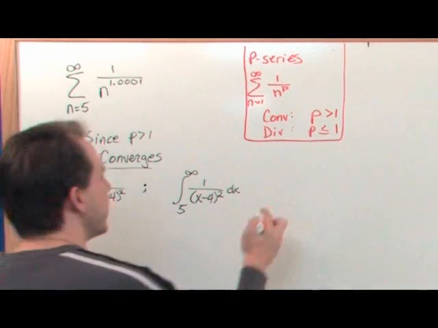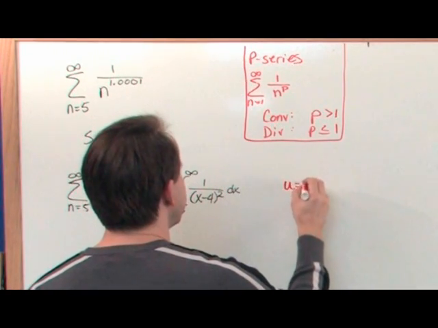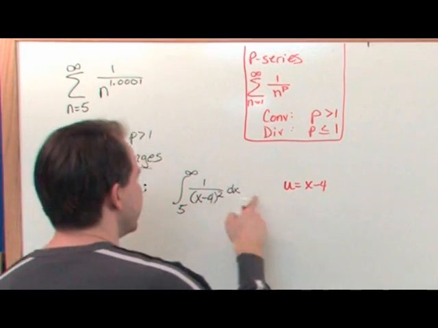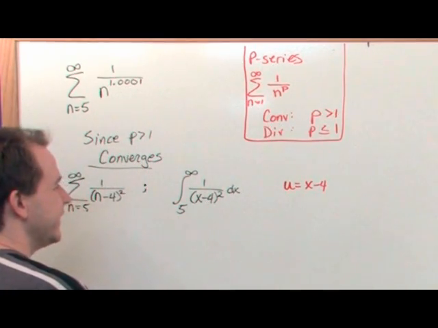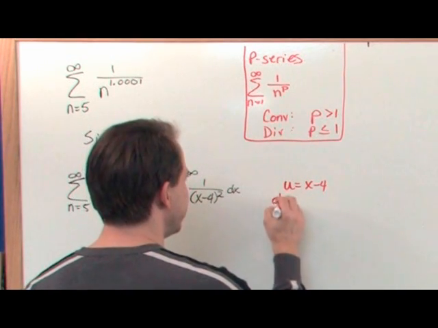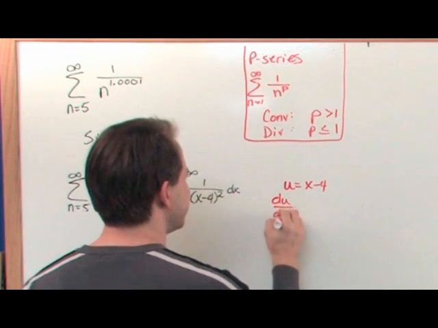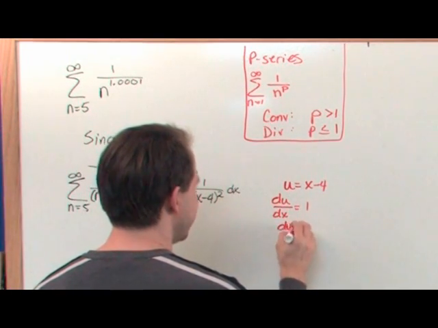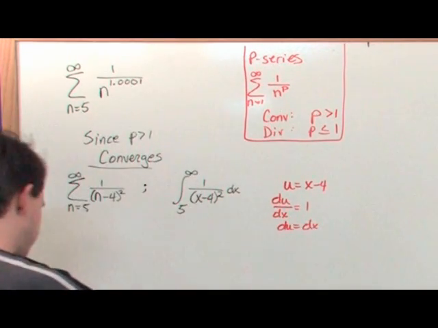Well, this is going to be solved by substitution, and we're going to say u is equal to x minus 4, which is the bottom here. And we're going to do that because we want a polynomial down there. It's easy to integrate. So we'll say du dx is equal to 1, integral of the right-hand side, and so then du is equal to dx. Okay?